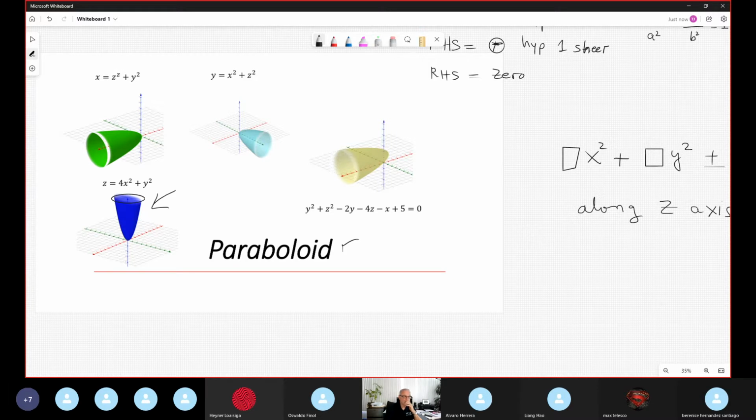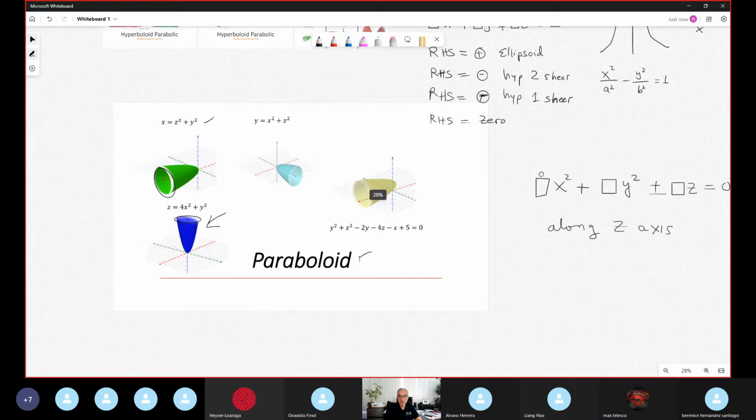And look at this. This is also a paraboloid, but a paraboloid along the x-axis because the x is linear, right? Oh, it's easy identification. And this is a paraboloid also, but along the y-axis, because remember the y-axis in GeoGebra is the green color. I forgot to say something here.